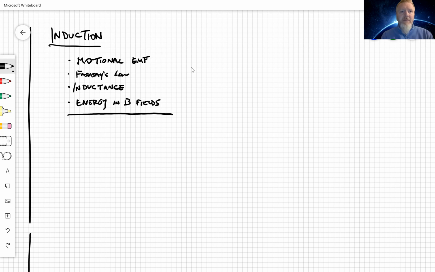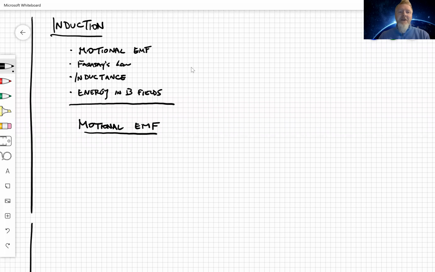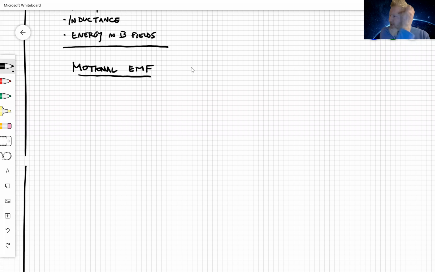First thing I want to talk about is motional EMF. So what is motional EMF? Well, EMF does not stand for anything anymore. It used to stand for something called the electromotive force, which is not a particularly good name. And so they just said, okay, EMF, we'll keep the acronym, but it doesn't stand for that anymore. Okay. So what is the motional EMF? It's essentially the integration of the force per charge around a circuit loop.